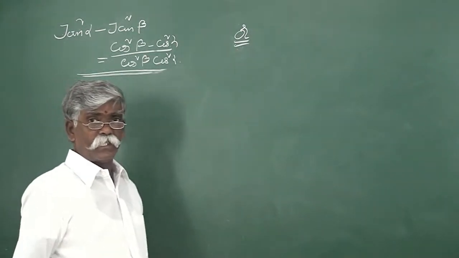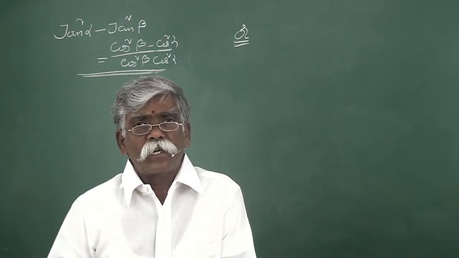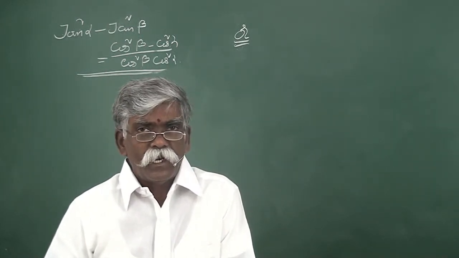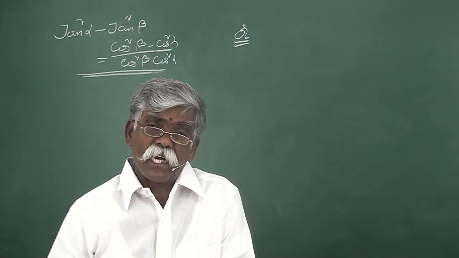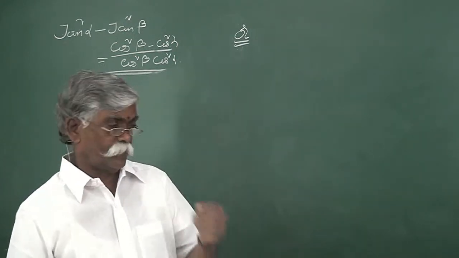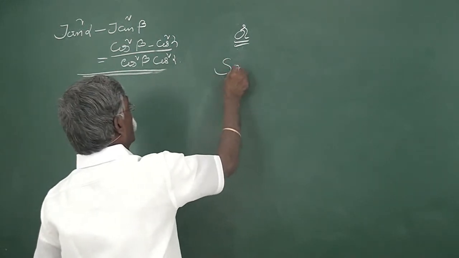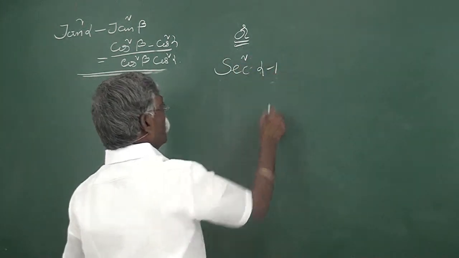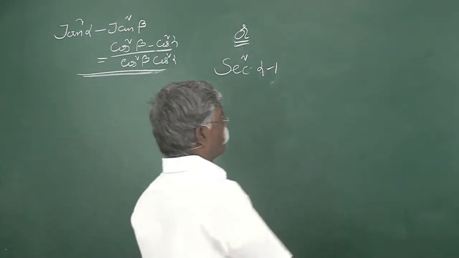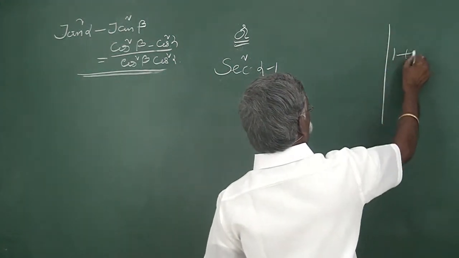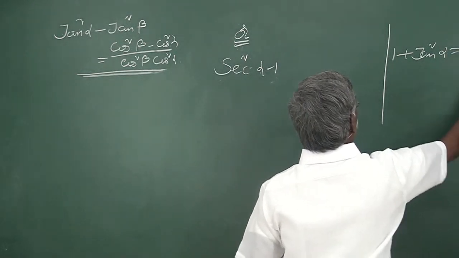The answer in the left hand side is in terms of tan square, and the answer on the right hand side is in terms of cos square. Tan square cannot be converted directly into cos, but tan square can be converted into the reciprocal of cos. So therefore, in the beginning itself, this tan square alpha can be written as secant square alpha minus 1. Since 1 plus tan square alpha is secant square alpha, this we know it. 1 plus tan square alpha is equal to secant square alpha.